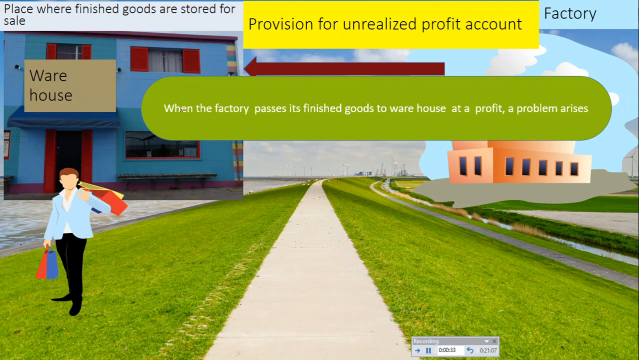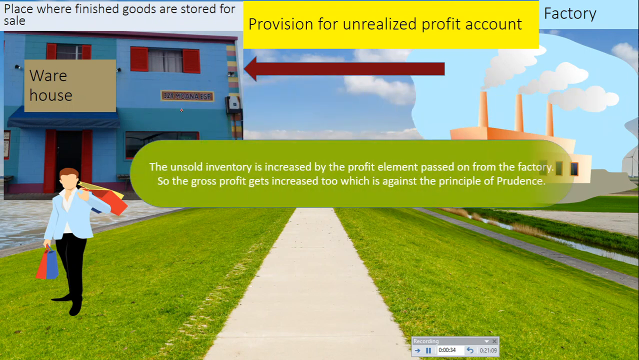So what kind of problem arises? Let's say the unsold inventory is increased by the profit element passed on from the factory. So the gross profit gets increased too, which is against the principle of prudence. So basically what is happening here is, when the factory transfers its final goods to the trading house or to the warehouse at a profit, if the warehouse is not able to sell all of the goods, they will have closing inventory.